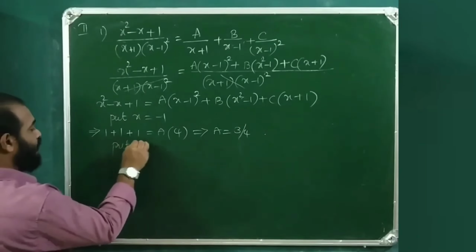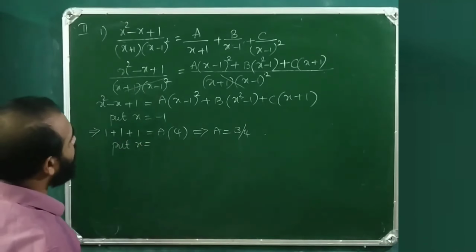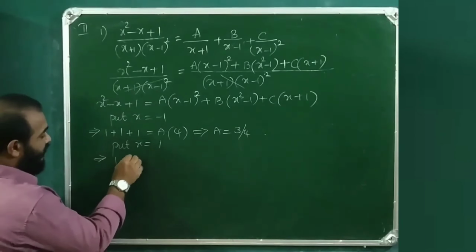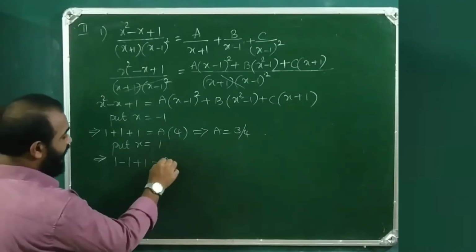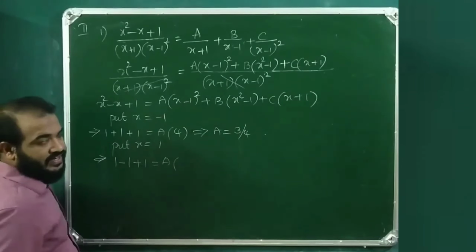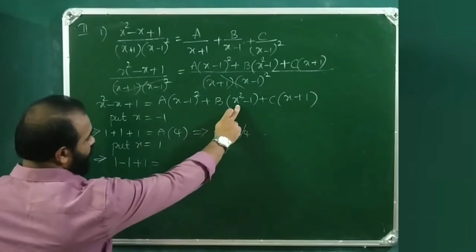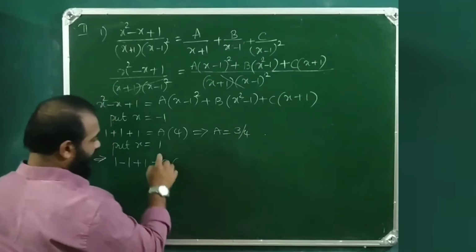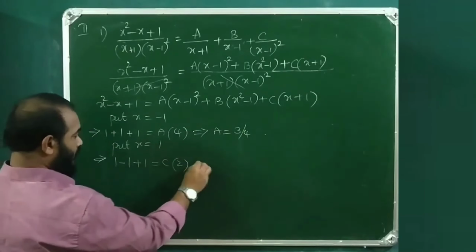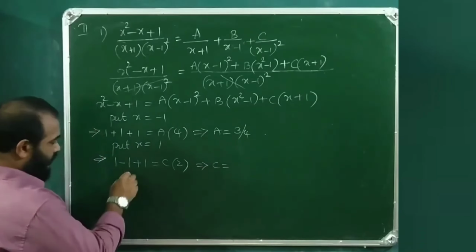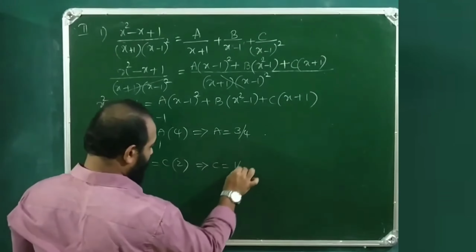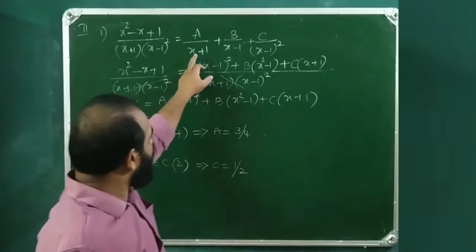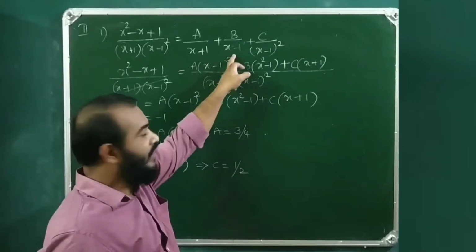Now put x equal to 1. Substitute. So 1 square, 1 minus 1 plus 1 is equal to a into (1 minus 1) whole square, so 0. Here 1 square minus 1 is 0. So we are left with c into x plus 1, 1 plus 1 is 2. C is equal to 1 gets cancelled, so 1 by 2.